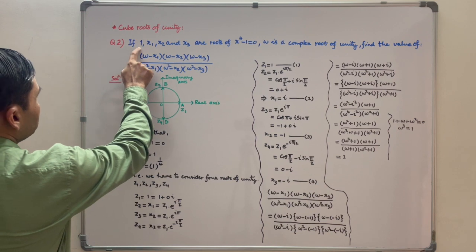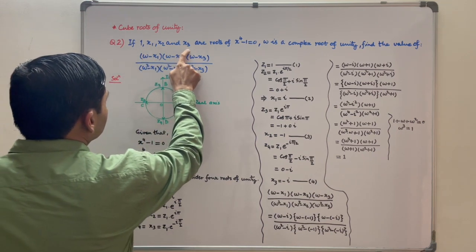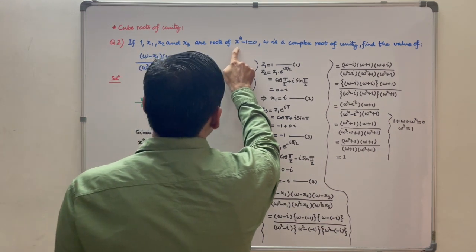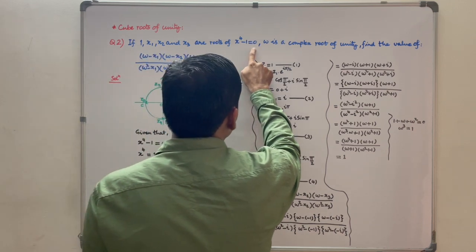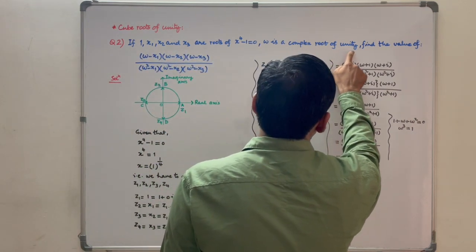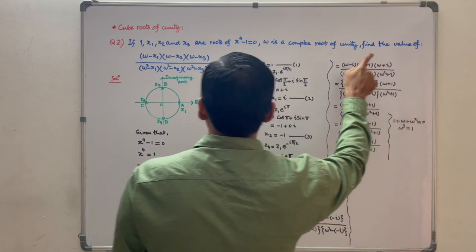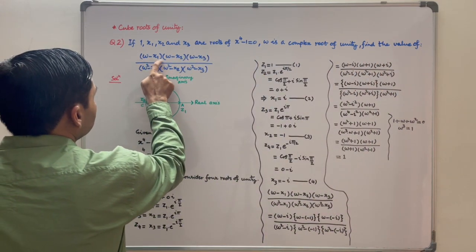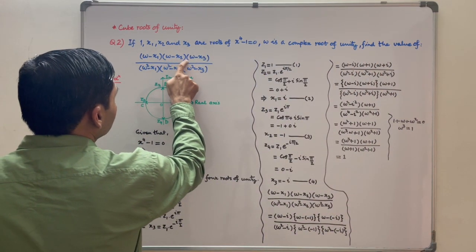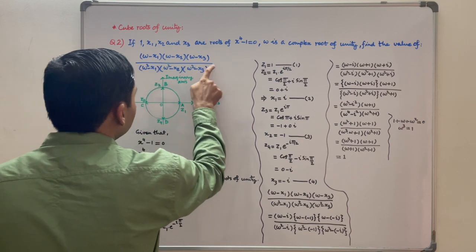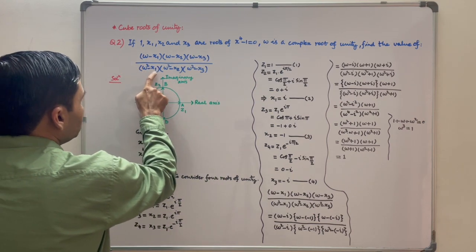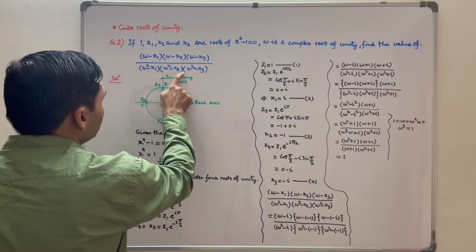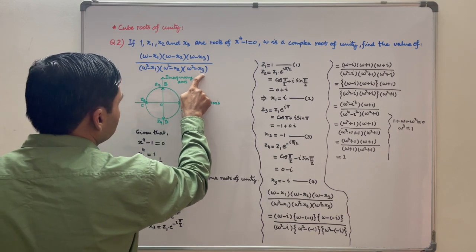Second question, if 1, x1, x2 and x3 are roots of x to power 4 minus 1 is equal to 0, omega is a complex root of unity, find the value of omega minus x1 into omega minus x2 into omega minus x3 upon omega square minus x1 into omega square minus x2 into omega square minus x3.